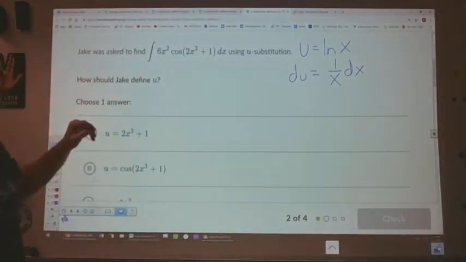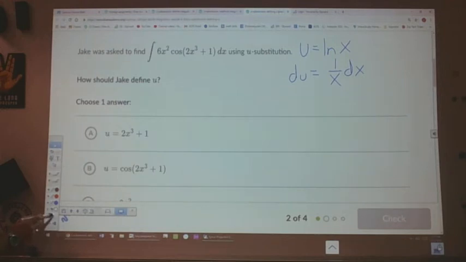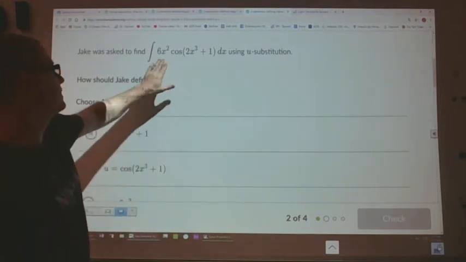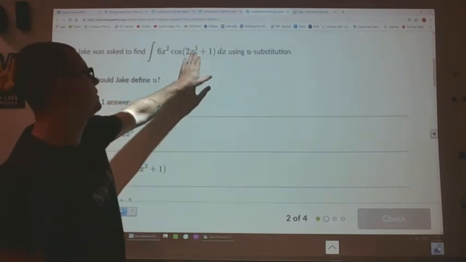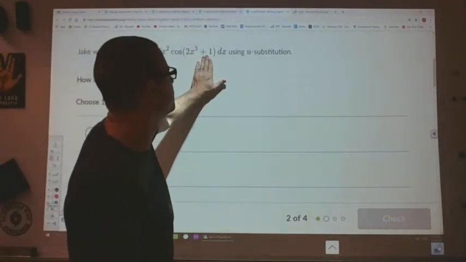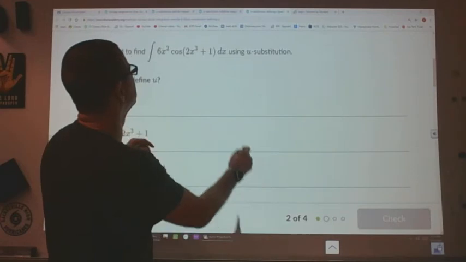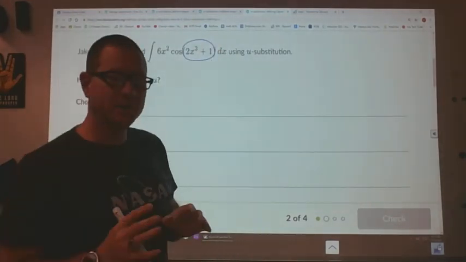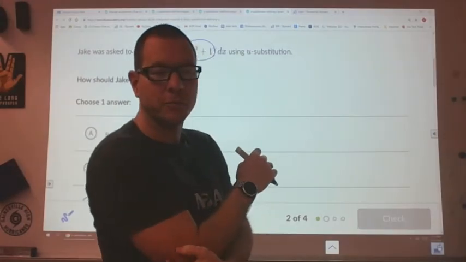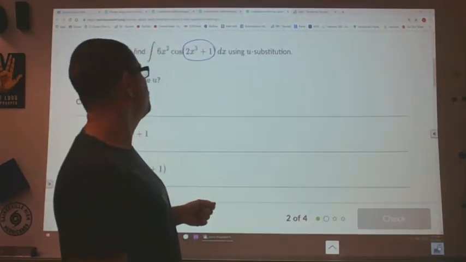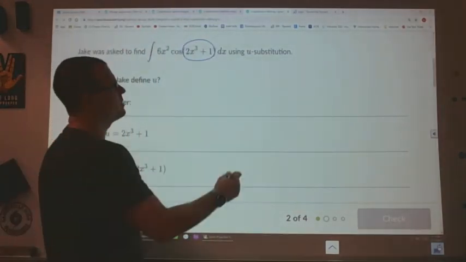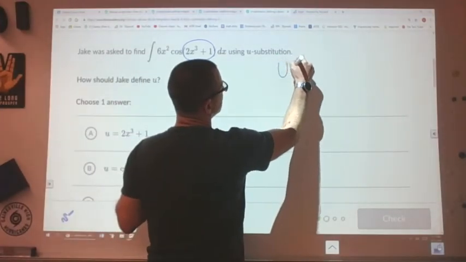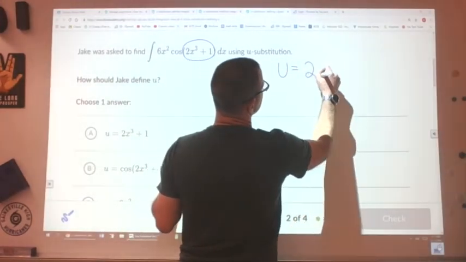And again, the rest of them very similar to that. For this one, the parts of the integral is I have a 6x squared out here, cosine 2x to the third plus 1. Well, again, that's really the only thing being plugged into some algebraic form. So that 2x to the third plus 1 is going to be u, or at least I think it's going to be u.